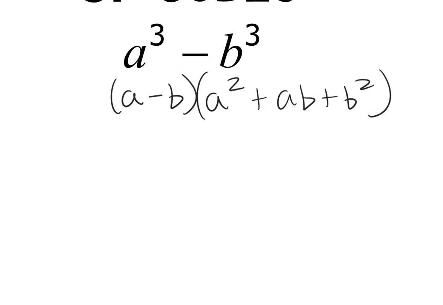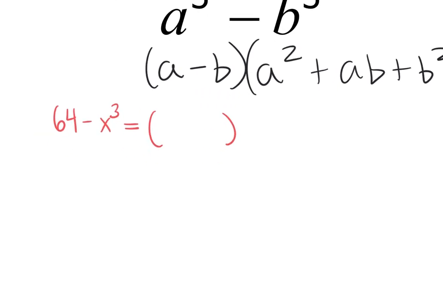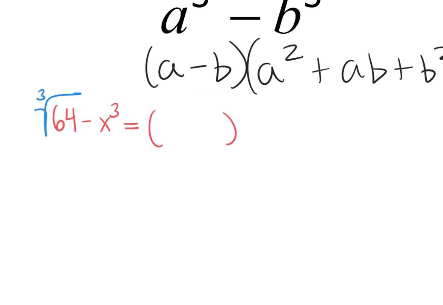First example is going to be 64 minus x cubed. It's a difference because they've got subtraction. If you notice, 64 has a perfect cube, so I'm looking at a difference of perfect cubes. We start off by taking the cubed root. So I need the cubed root of 64, which is what, guys? 4. Minus, what's the cubed root of x cubed? x. Boom. There's your A and your B.